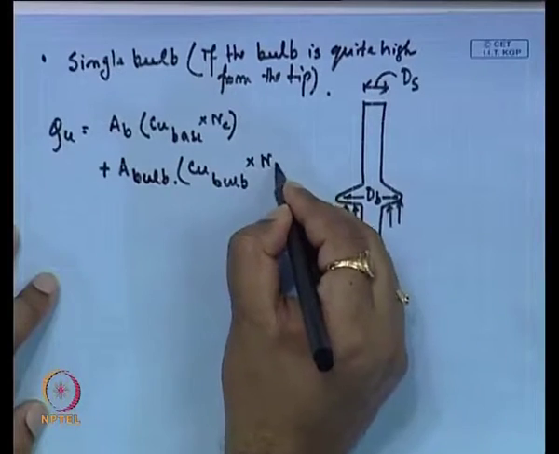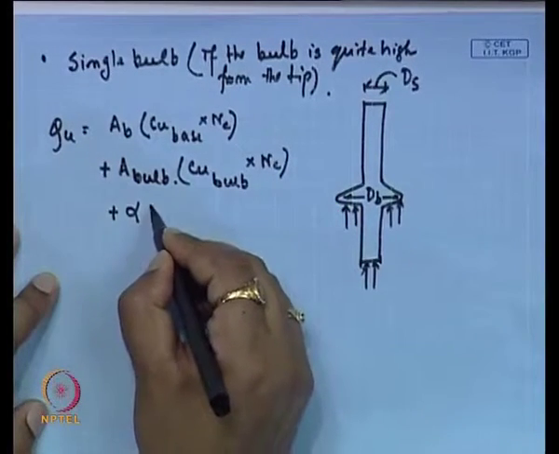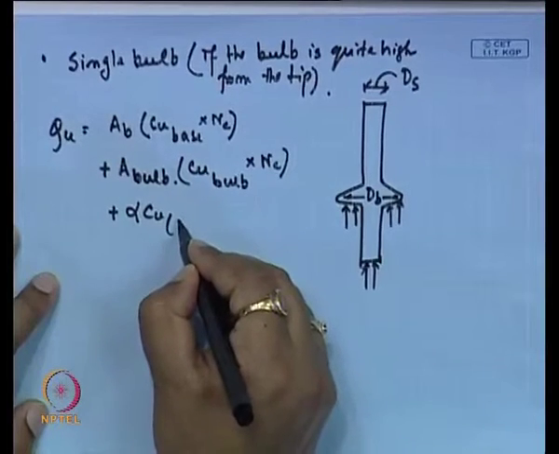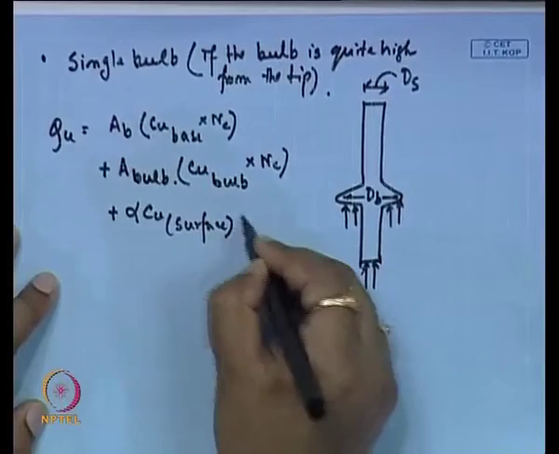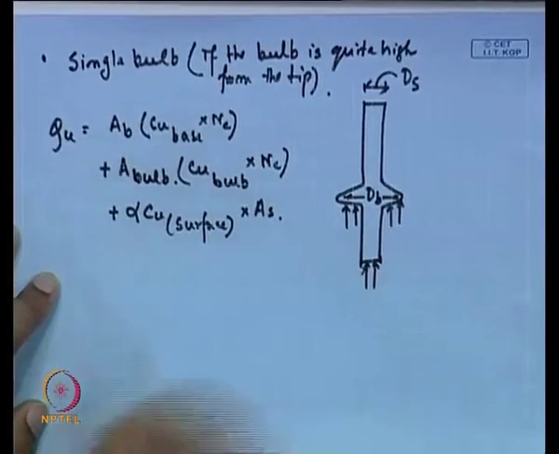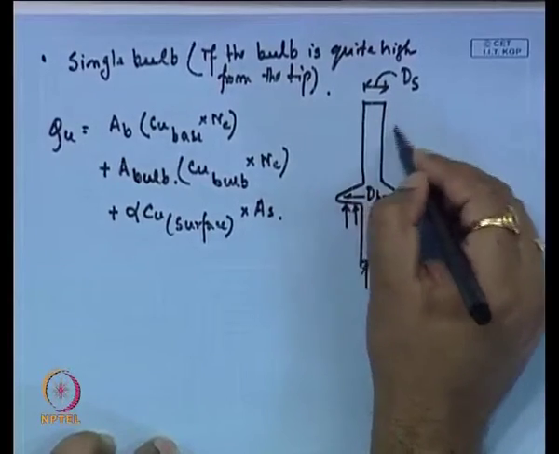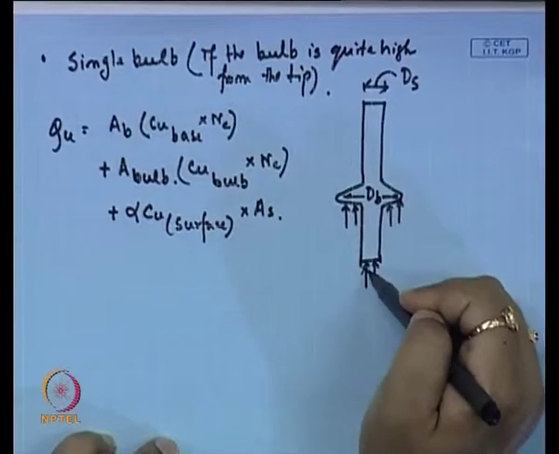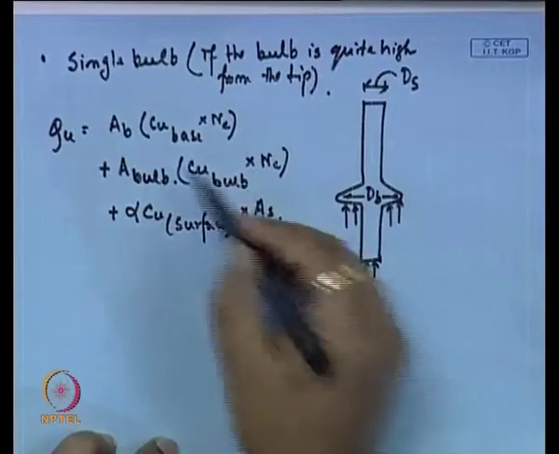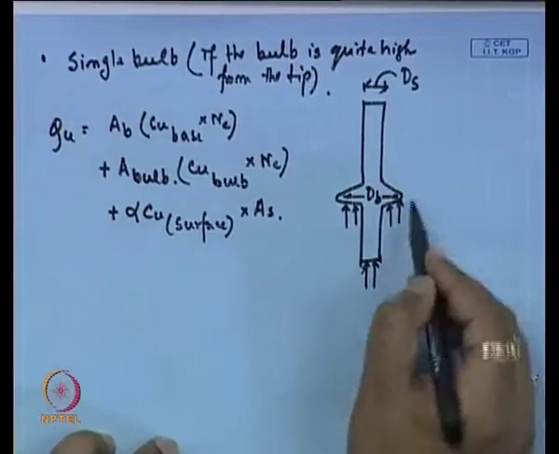into Nc plus the alpha into Cu at the surface into As. So, in that case we are getting the surface resistance or the friction resistance of the pile as usual, then the tip resistance we are getting at the tip level or the base level, and the base bulb level also.